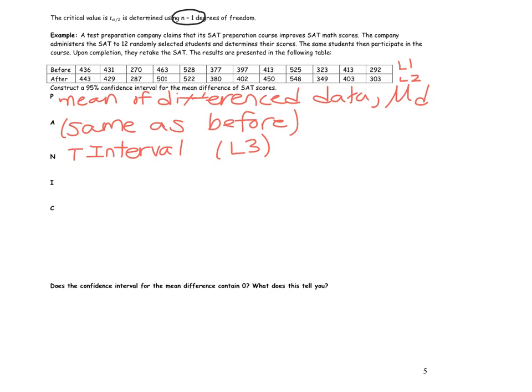Okay? Okay, and again, it's important to know, I would make yourself a note that you're doing after minus before, because that's going to affect how we state our conclusion. All right, and then if we run that test, and you can try that out on your own, we get our interval.